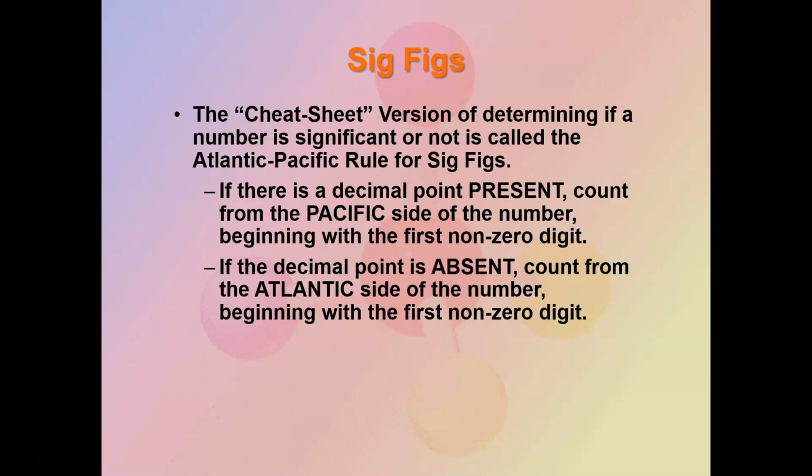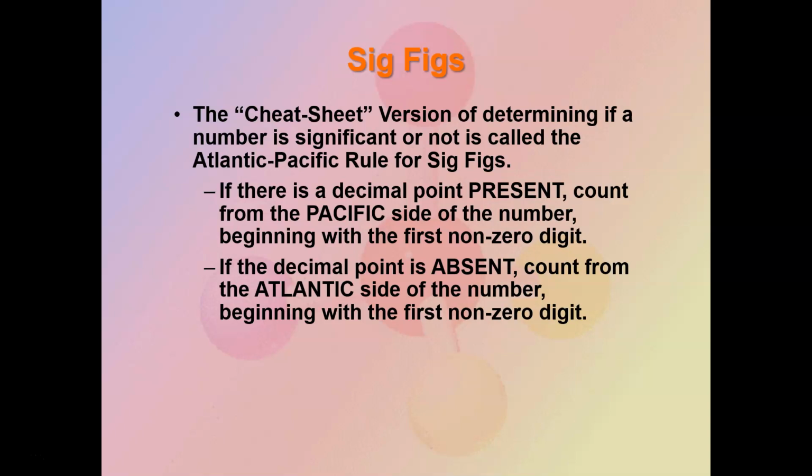Pacific starts with a P, stands for present. Atlantic starts with an A, stands for absent. So you ask yourself, is the decimal place present, Pacific, or absent, Atlantic? If the decimal point is present, you count from the Pacific side of the number, the left-hand side, West Coast side, however you want to visualize it. You go until you find that first non-zero number, and then everything after that becomes significant.